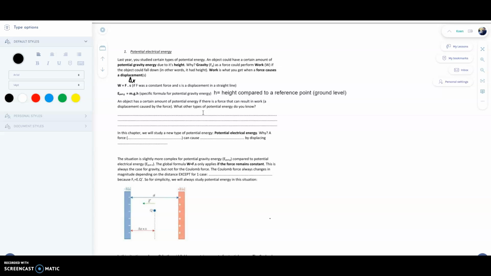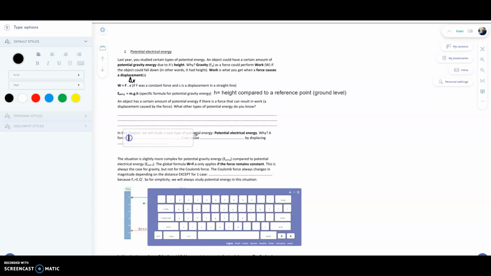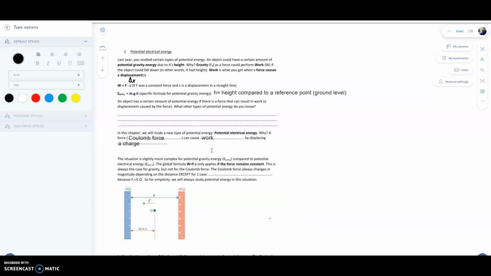Now, in this chapter we will study a new type of potential energy. Why? You've got a force, and in this case it's not just any random force, it is the Coulomb force. It can cause or perform work by displacing, in this case, a charge. Just like gravity could perform work by displacing mass.